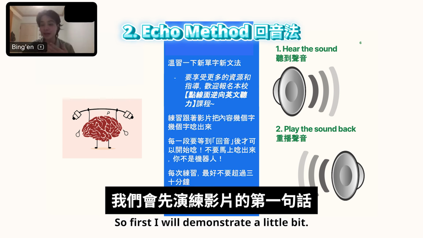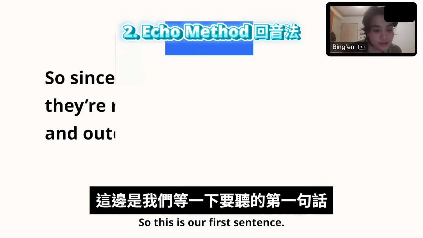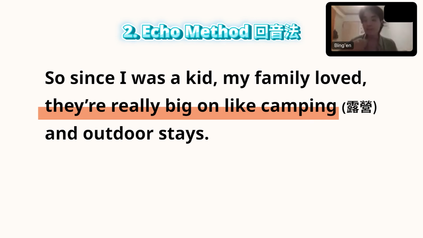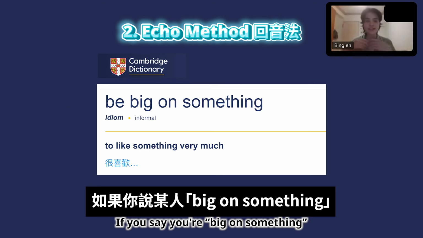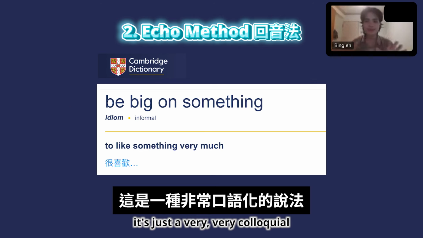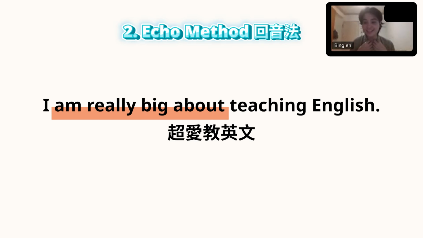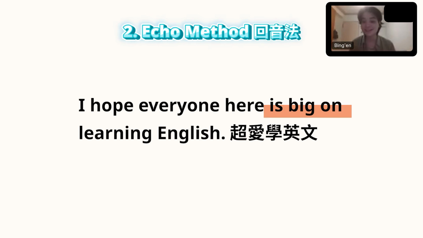So first, I will demonstrate a little bit for the first sentence of this video. So this is our first sentence. So since I was a kid, my family, they're really big on like camping and outdoor stays. The phrase, they're very big on these kinds of outdoor stays. If you say you're big on something, it's just a very, very colloquial way to say you really like something. I am really big on teaching English. I hope everyone here is big on learning English.